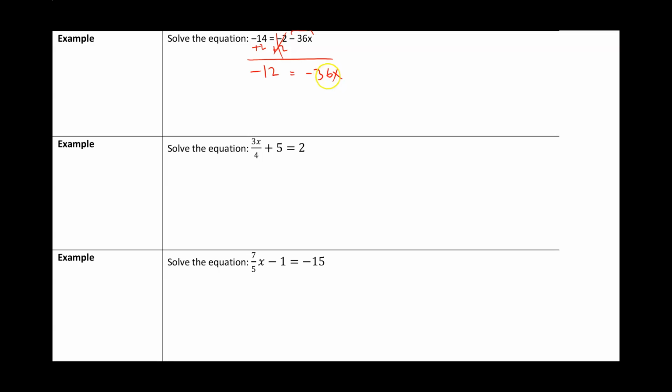Now the opposite of multiplying is dividing. So instead of multiplying by negative 36, I'm going to divide by negative 36. So this crosses out, and I get the x by itself. I have negative 12 divided by negative 36. Now a negative divided by a negative is a positive. And then we can think about which number can go into 12 and 36 at the same time, and that would be 12. So this will give us 1 over 3.